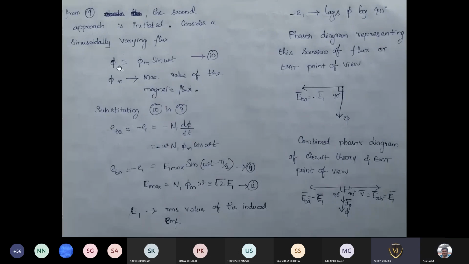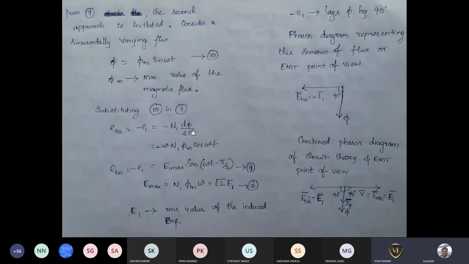So you can write the total flux, as the flux is going to change sinusoidally, as maximum flux into sin ωt, because we have seen that if the current is sinusoidal, obviously the flux will also be sinusoidal. This φm gives the maximum value of the magnetic flux, and this sin ωt gives the sinusoidal variation of the flux. So if you substitute this φ in this equation, then you just differentiate it. So φ is given by φm sin ωt. You differentiate this with respect to t.